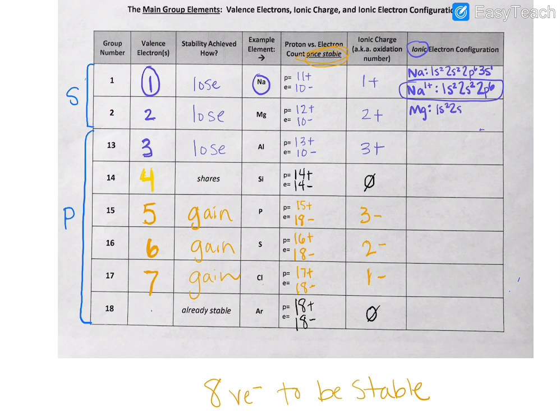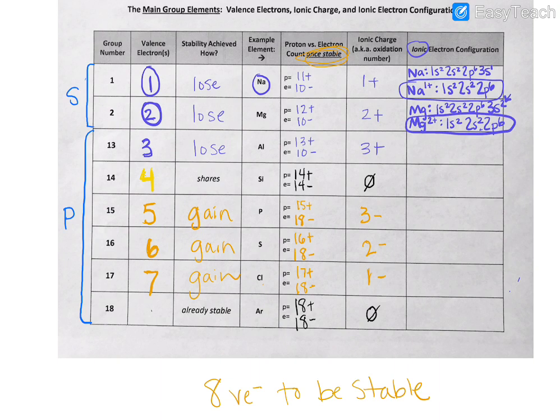is 1s2, 2s2, 2p6, 3s2. There's those 2 valence electrons that get lost, okay? So magnesium 2 positive is 1s2, 2s2, 2p6 now.